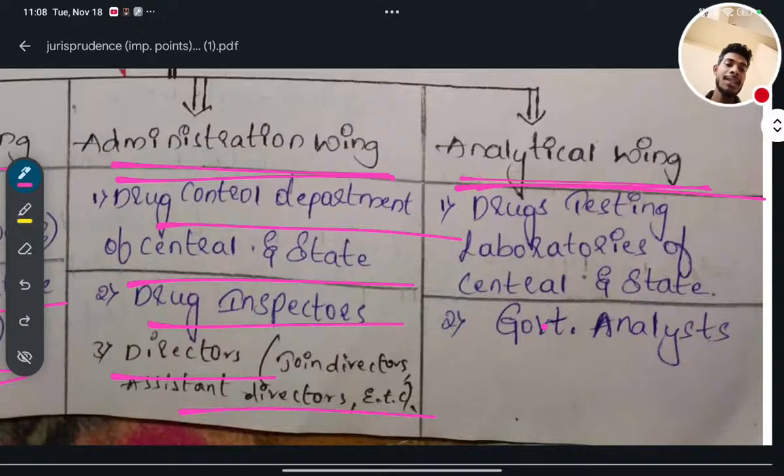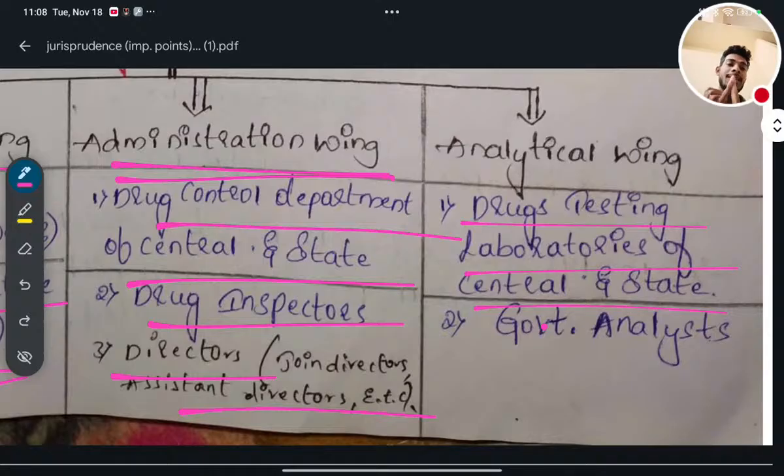Okay, so analytical wings are those who will analyze everything. In this, drug testing laboratories and the central and state government analysts will come. Government analysts will mainly analyze everything, and drug testing laboratories will check the quality. That is called qualitative analysis. Qualitative and quantitative analysis are mainly done by these drug testing laboratories.